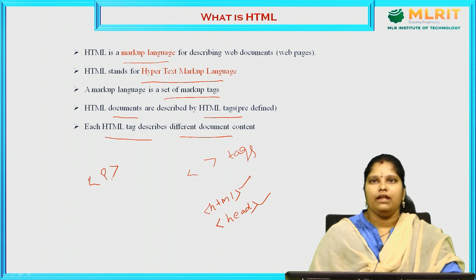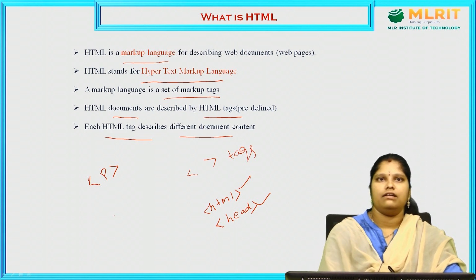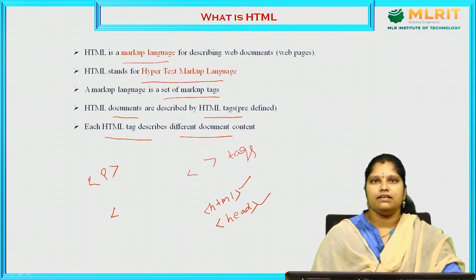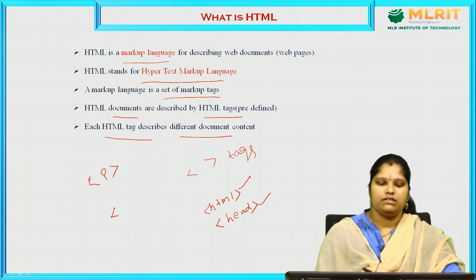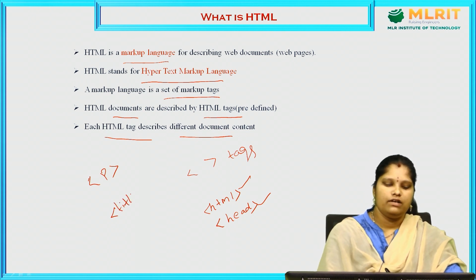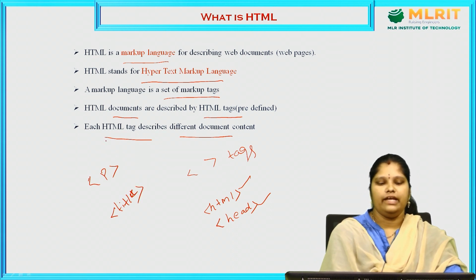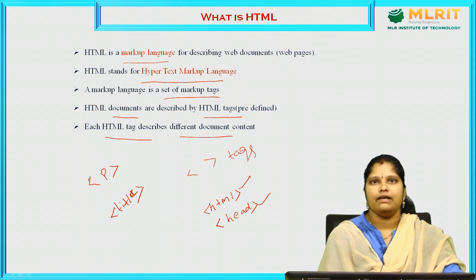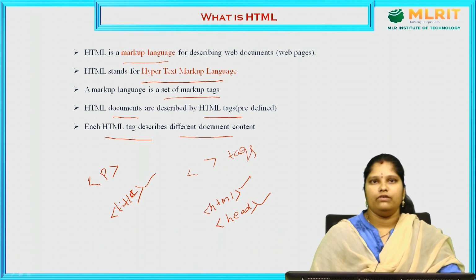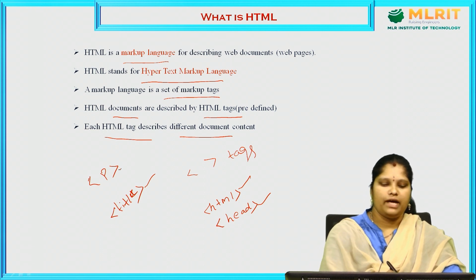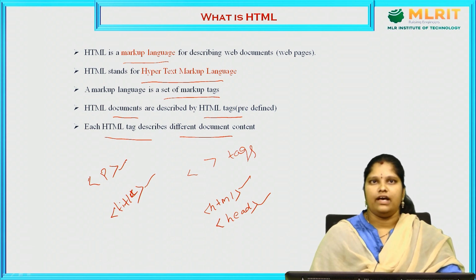For example, I want to insert the title for a web page. For that I need to use the title tag. That's why each HTML tag describes different document content. For a title we need to use the title tag, and for a paragraph we need to use the paragraph tag. So each HTML tag describes different document content.